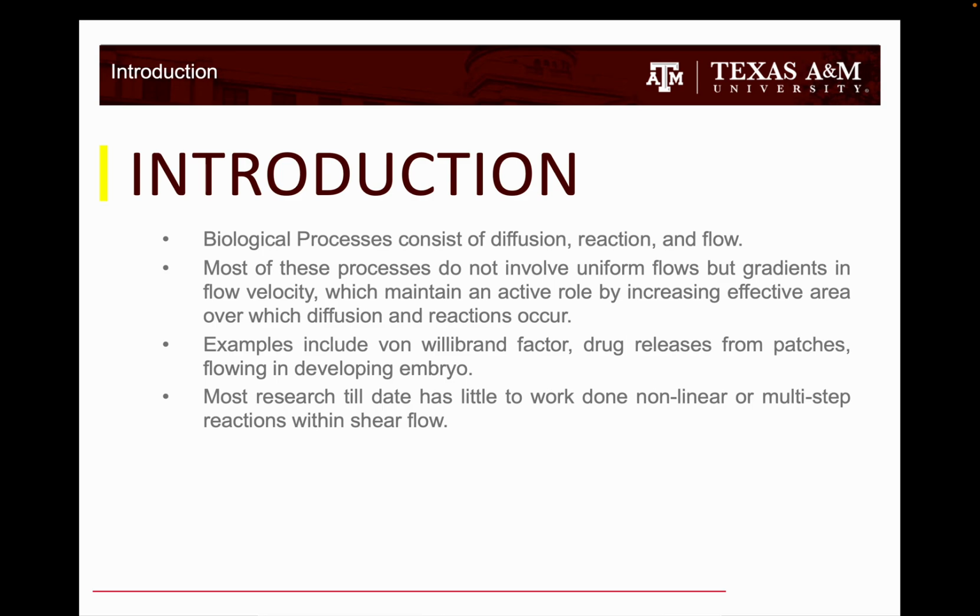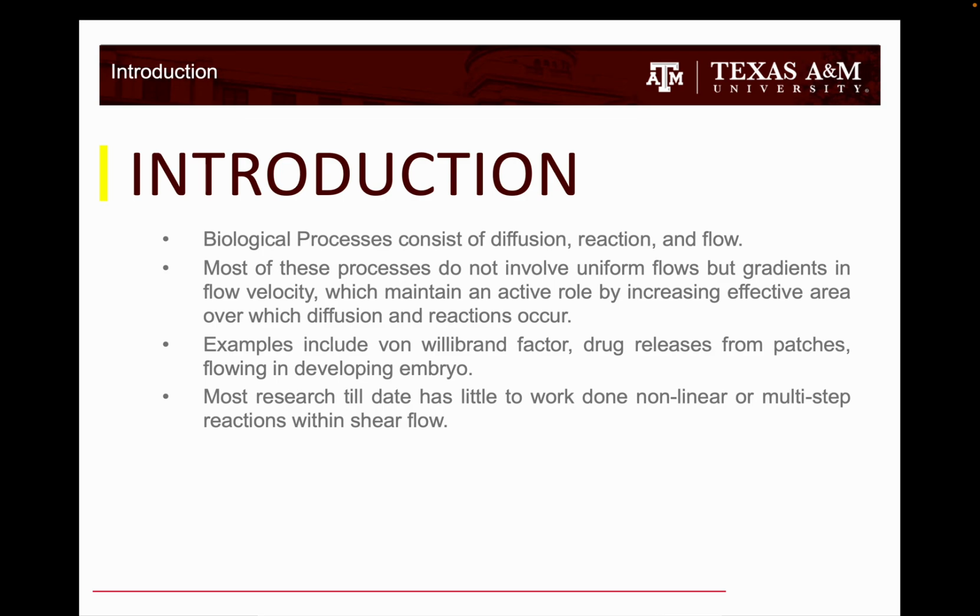So for the introduction, biological processes consist of 3 components, that is diffusion, reaction and flow. However, most biological and microfluidic systems do not involve uniform flows but gradients in flow velocity, which actively stretch fluid elements and increase the area for diffusion and reactions. To express the importance of this system, here are some examples of these systems.